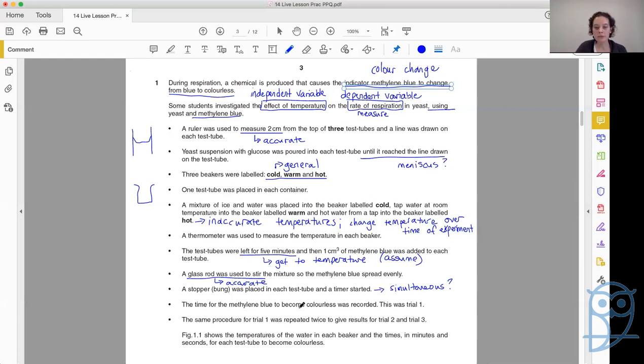The time for the methylene blue to become colorless was recorded. This was trial 1. This is what we're measuring. This is our measurement. But is my colorless the same as your colorless? I might think, that's colorless, and you think, that's still got a bit of blue in it. So it's another one of those things where you and I might be different. So it's not as precise as it could be. We're not as necessarily reliable as we could be. What is colorless?